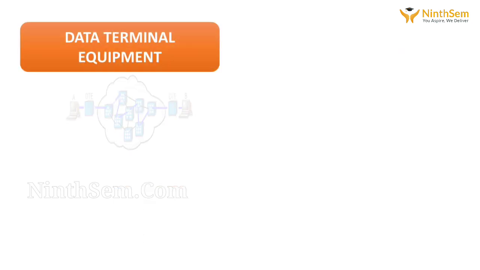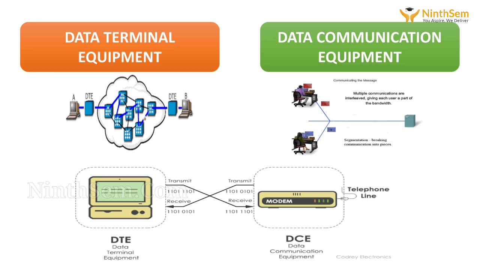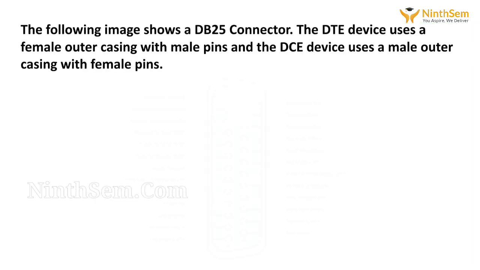I hope you are going through the previous sessions where we have discussed the terms DTE and DCE. DTE stands for Data Terminal Equipment, which is used to describe the initiator, or we can say the controller of the serial communication. For example, a computer. Similarly, DCE stands for Data Communications Equipment, which describes the devices connected to the DTE device. That means all the devices connected to a computer, for example a modem. The following image shows a DB25 connector.